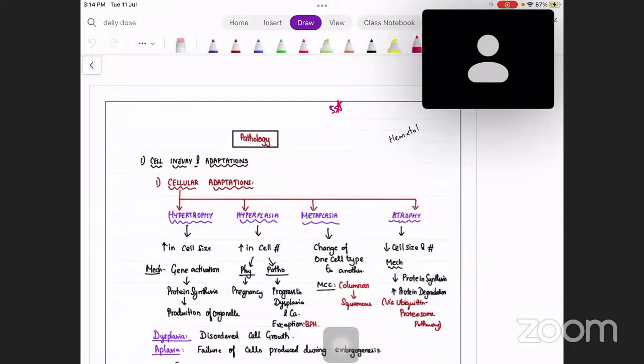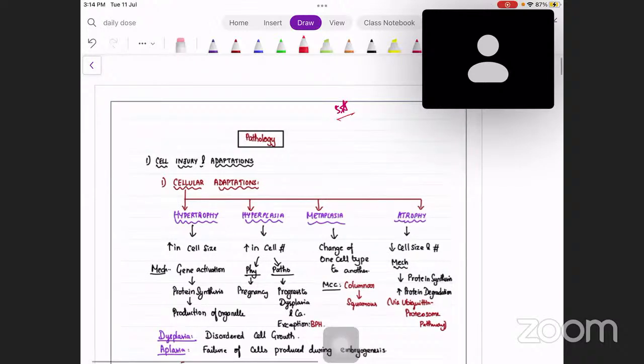So speaking about the pathology, as I said, pathology is a hidden giant, people. With this, you can answer most of your questions, such as your medicine and surgery questions. So how are we going to do the pathology? Pathology has three major divisions.